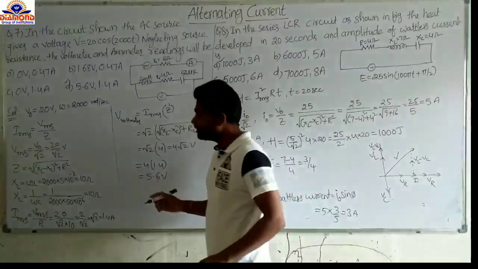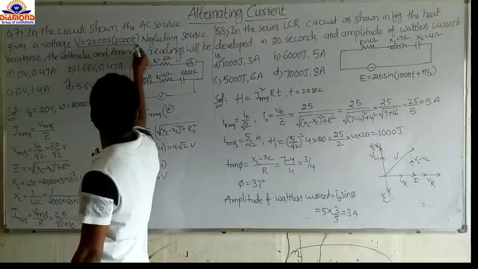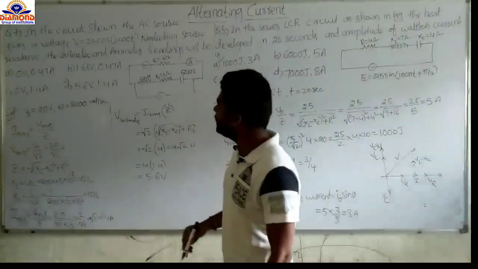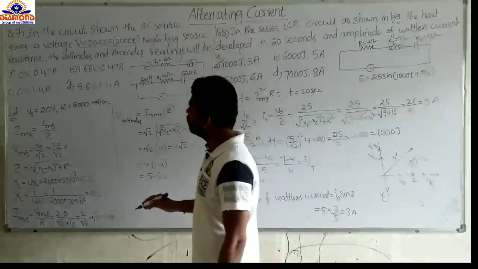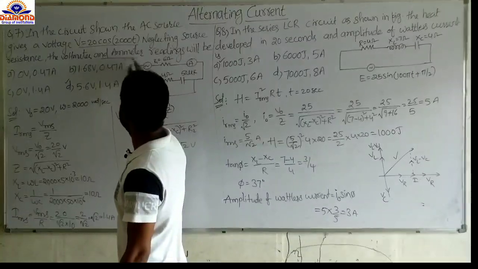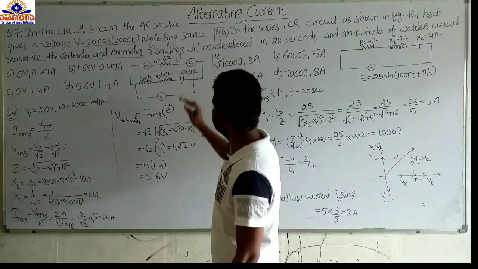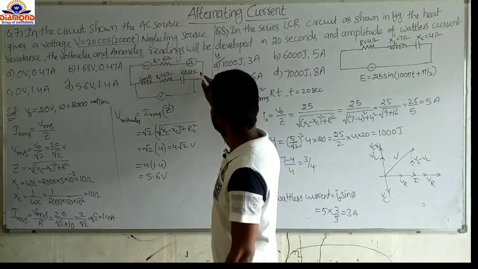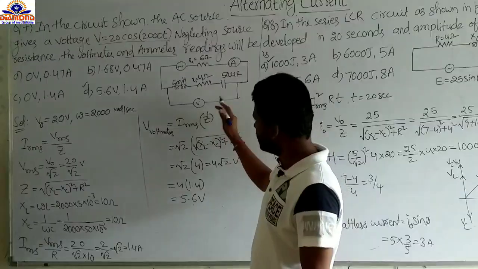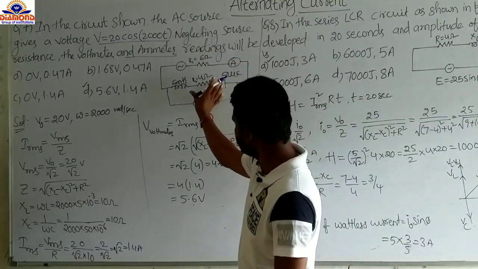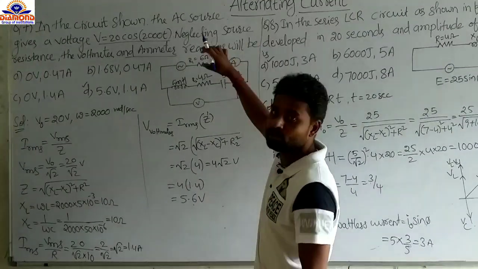Next question, 7th question. In the circuit shown, the AC source gives a voltage V equal to 20 cos 2000 t. Neglecting source resistance, find the voltmeter and ammeter readings. Look at the circuit carefully: the ammeter gives the total current through the circuit, and the voltmeter gives the potential difference across these three elements only. That means we should not include this 6 ohm resistance.